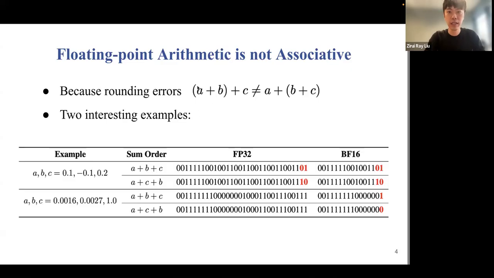The true arithmetic performed by the computer is: you round after A plus B, then add C, then do another round. Similarly for the other order, you first calculate B plus C, then do a rounding, and then you do another rounding between A and the intermediate result of B plus C. That's the reason why, generally speaking, all IEEE 754 numerical formats are not associative.